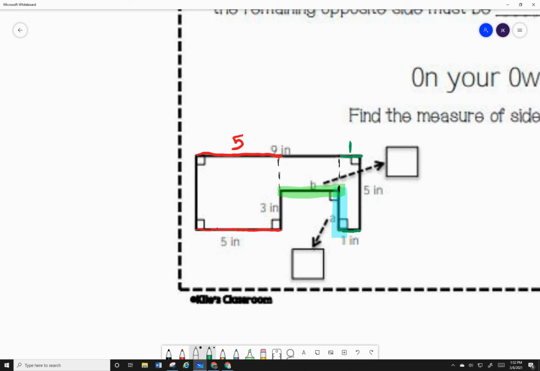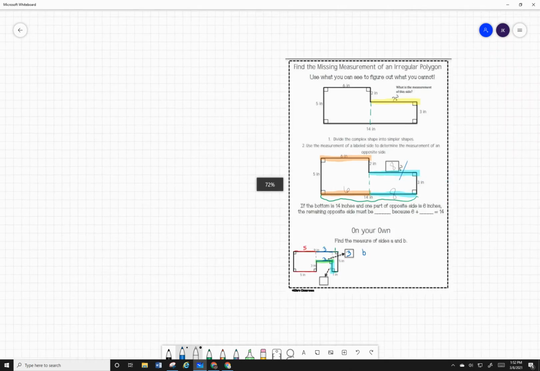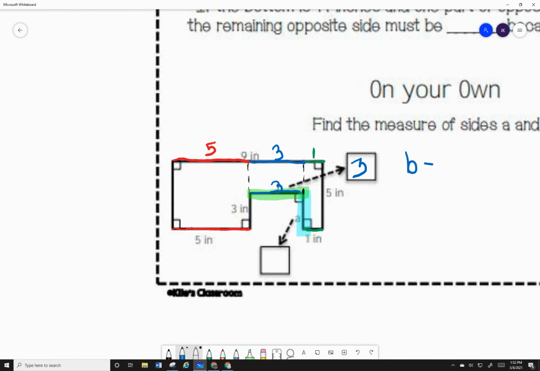so from here to here also has to be 1 inch. My total across the top is 9, but I already have 6 of those inches accounted for because I have the 5 plus the 1, and the 5 plus the 1 is 6. So that means the remaining section here has to be 3, because when I add 5 plus 3 plus 1, I get 9. Well, if this side is 3, then this side is also 3. So I can put a 3 there to show that my B equals 3. We'll just write that over here off to the side. B equals 3. All right, so I've got one side figured out.